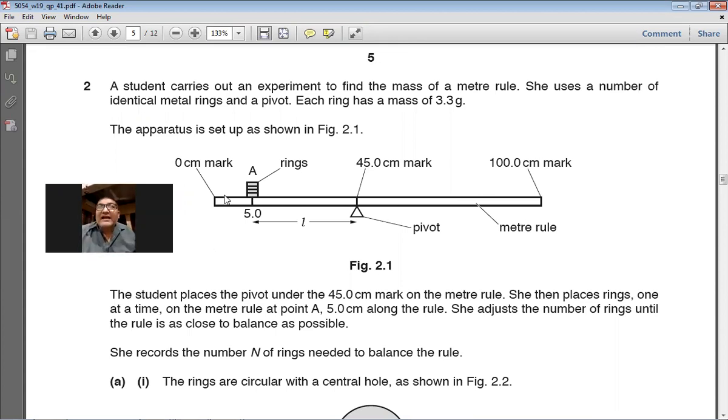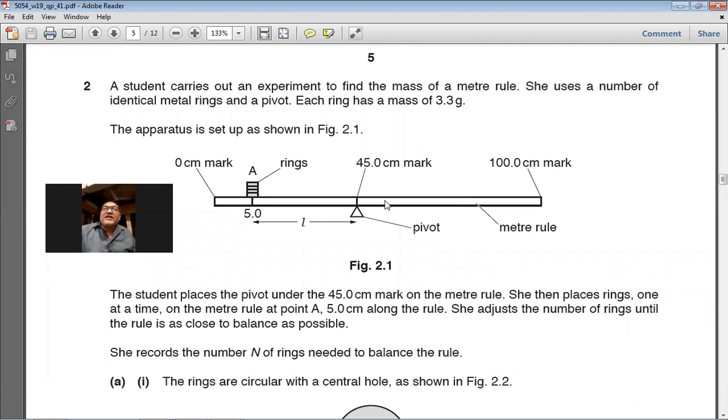So here we have a pivot, and this is the meter rule, which is 100 centimeter long. At the point of 45 centimeter, they have put a pivot below that point. At a mark of 5 centimeter, they are putting metal rings, stacking them over each other. The distance between the pivot and this point will be 45 minus 5, which is 40.